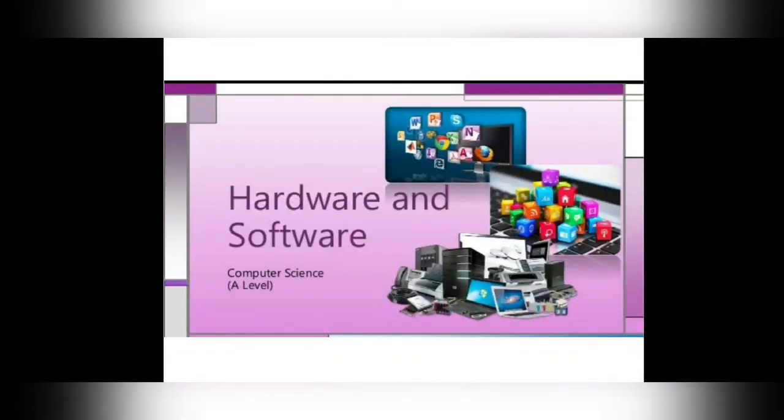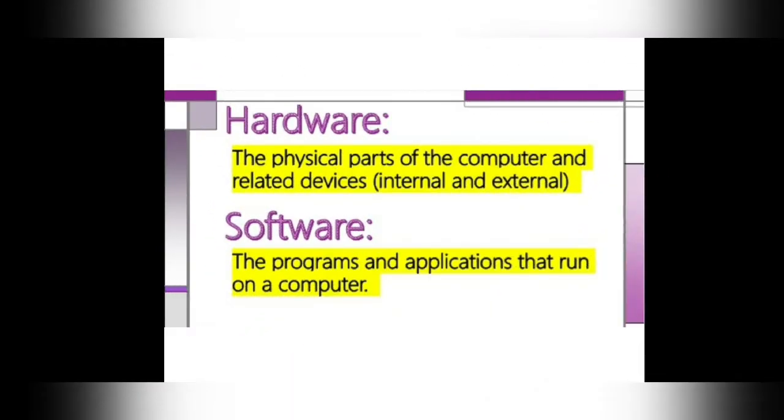So students, have a look at the definitions and details of hardware and software. What is hardware? The physical parts of the computer and related devices, which can be internal or external. External ones like the monitor, CPU box, mouse we can see from the outside of the computer, while internal ones can be the microprocessor, RAM, ROM. These are the internal hardware.